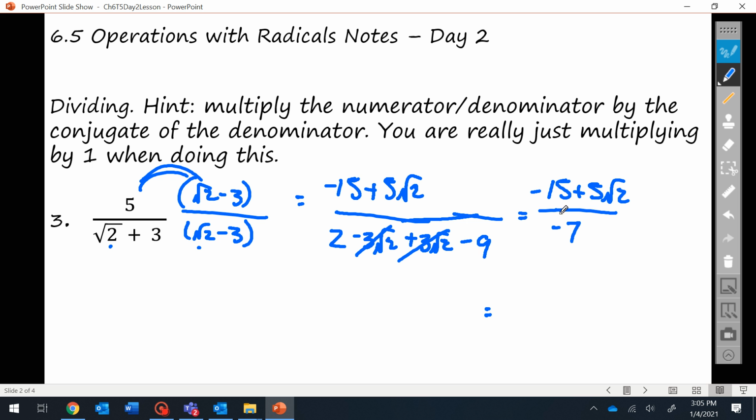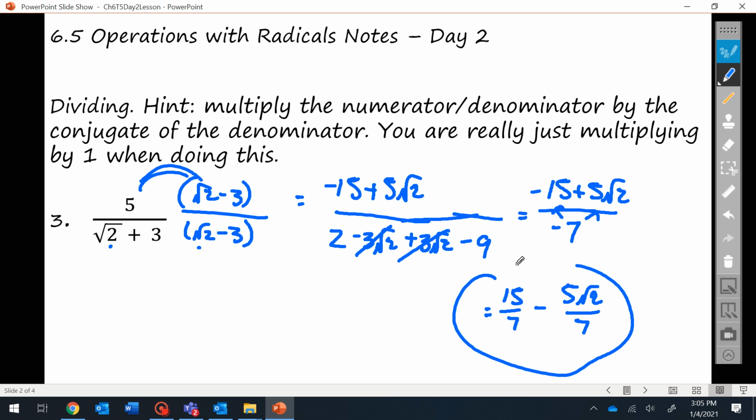Alright, now the last thing is to split the denominator between the two terms. So the first term is negative 15 over negative 7, which is just 15 over 7. And the second term is 5 root 2 over negative 7, which is negative 5 root 2 over 7. And this would be the division of number 3, 5 divided by root 2 plus 3: 15 over 7 minus 5 root 2 over 7. Same exact way we did imaginary numbers for division.